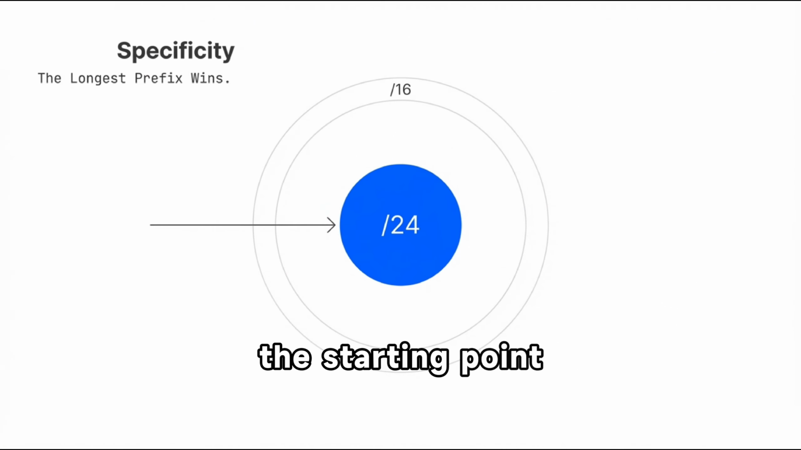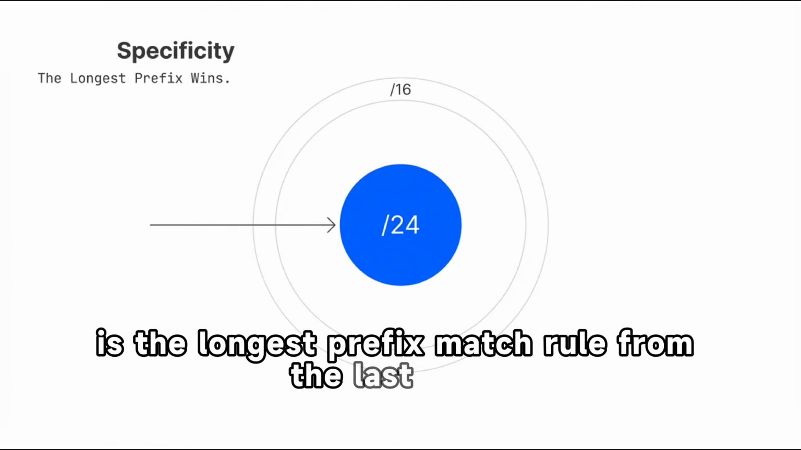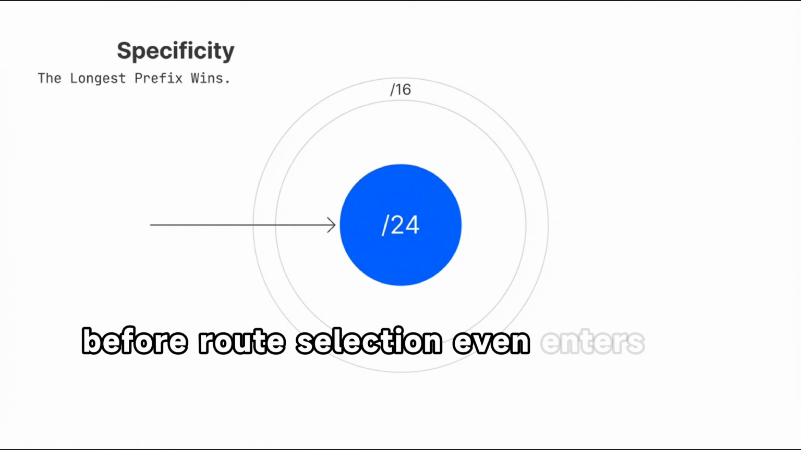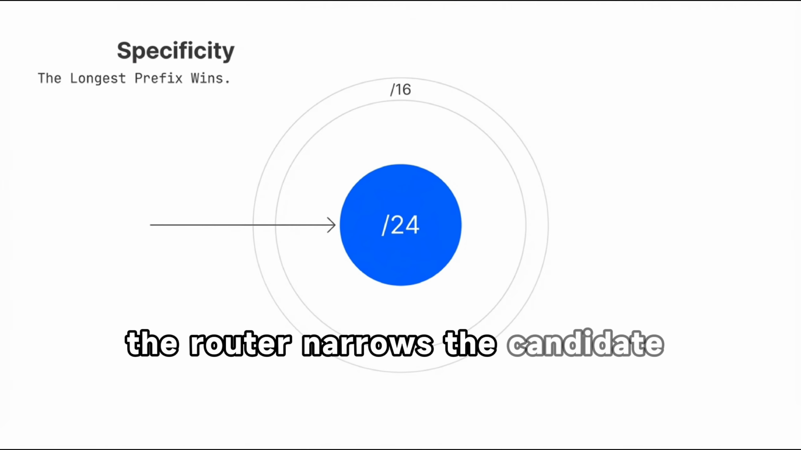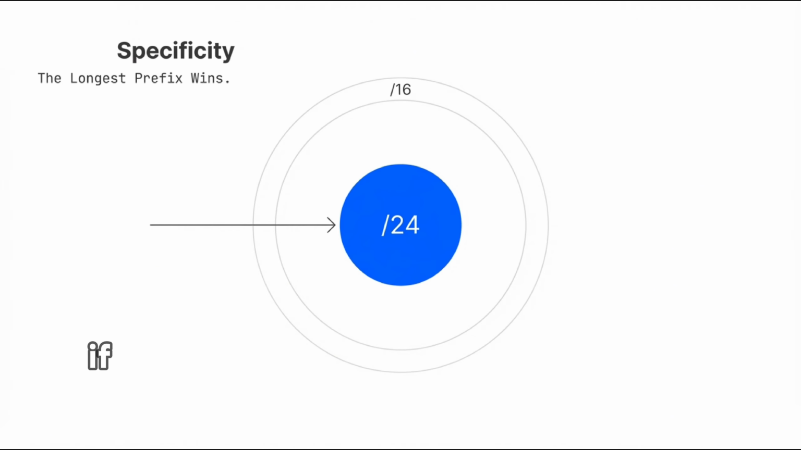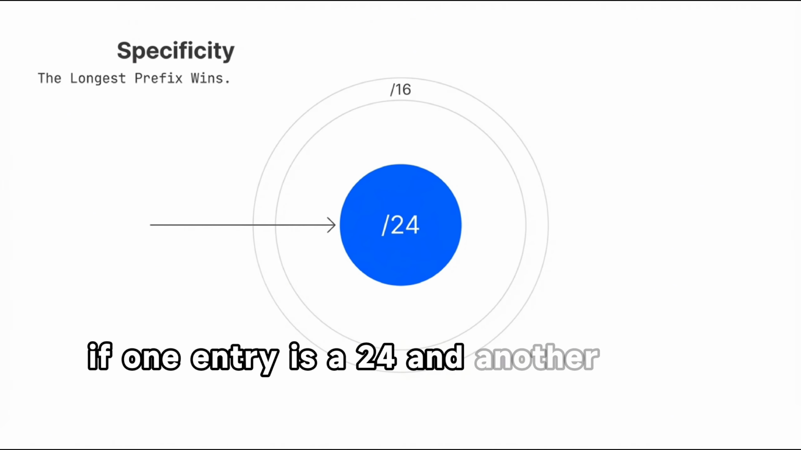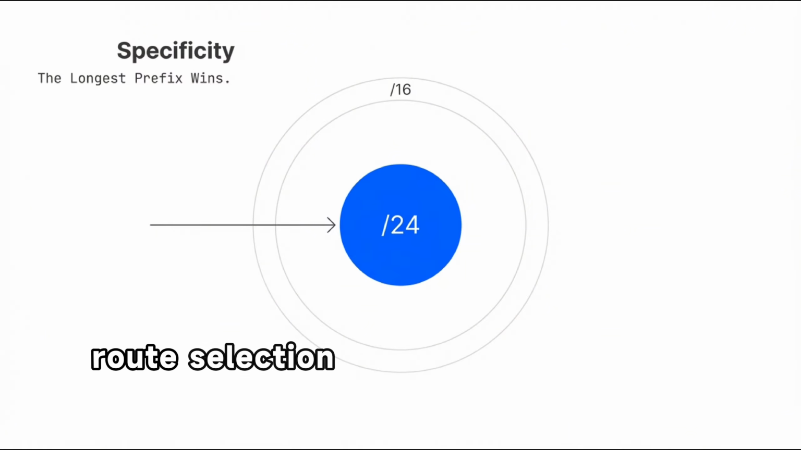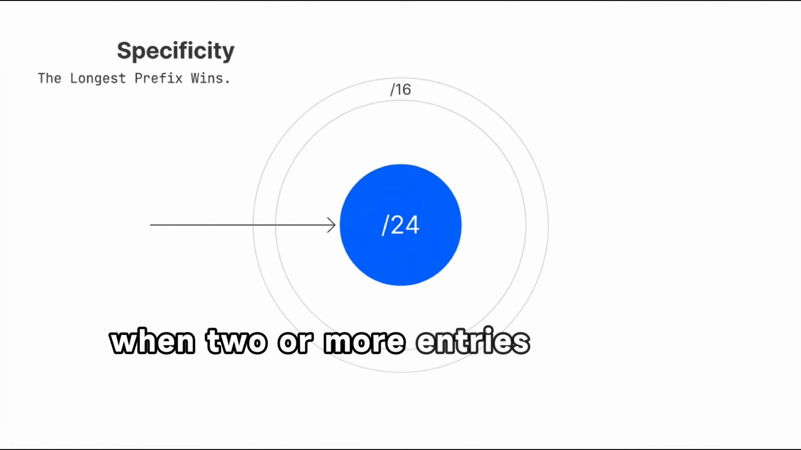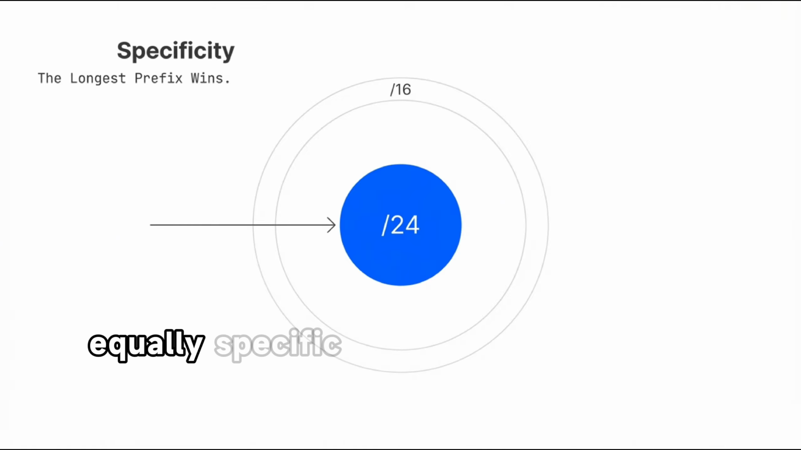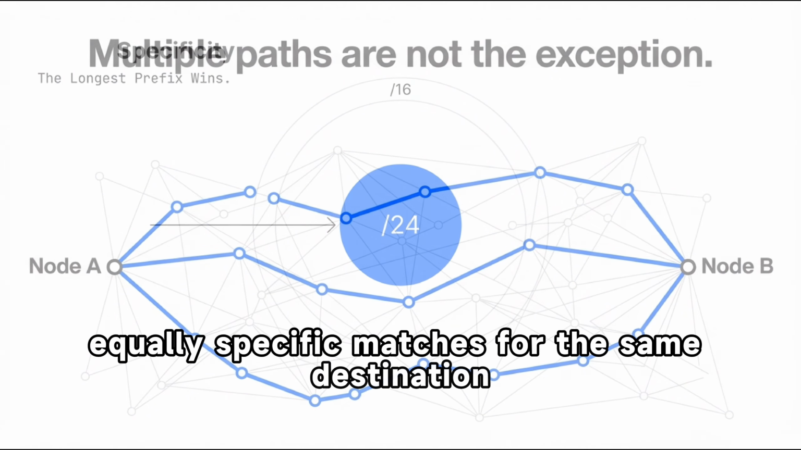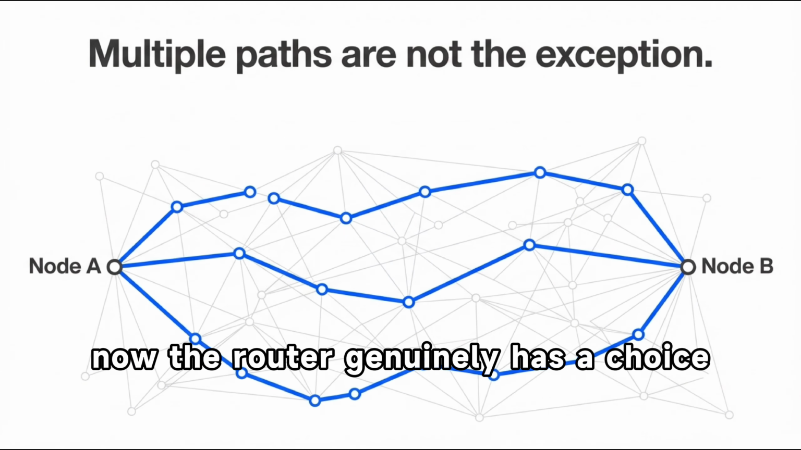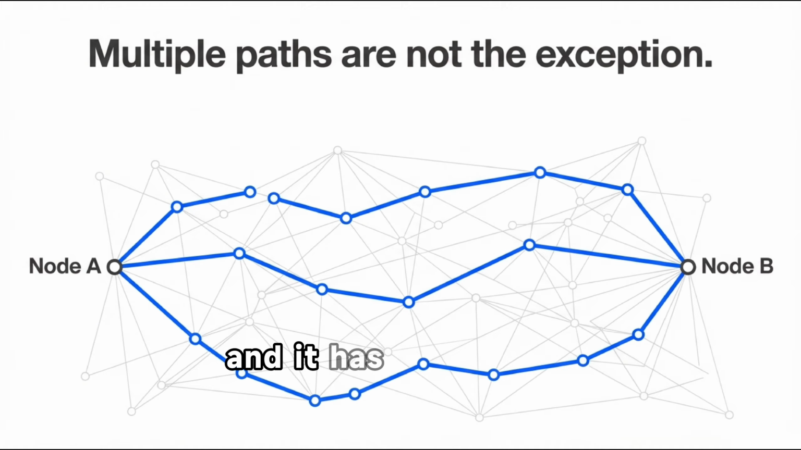The starting point is the longest prefix match rule from the last video. Before route selection even enters the picture, the router narrows the candidate entries by specificity. If one entry is a /24 and another is a /16, and both match the destination, the /24 wins automatically. No further comparison needed. Route selection only becomes relevant when 2 or more entries have the same prefix length, equally specific matches for the same destination. Now the router genuinely has a choice, multiple routes to the same place, and it has to pick one.